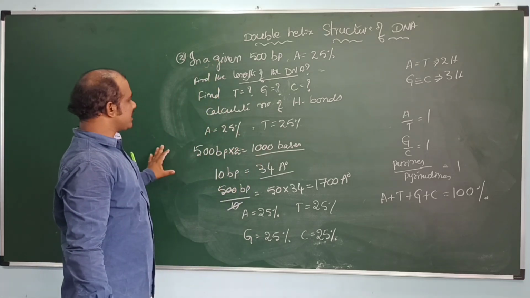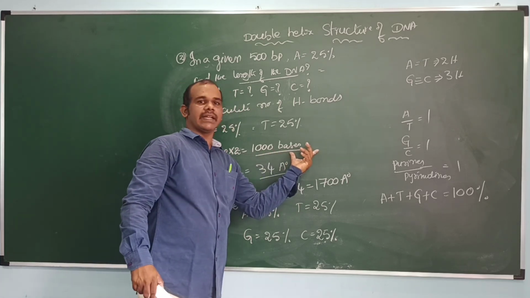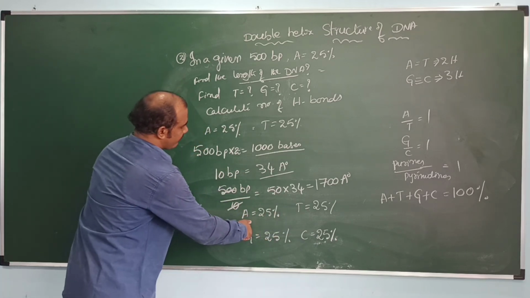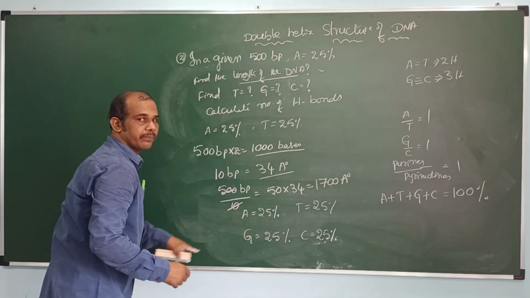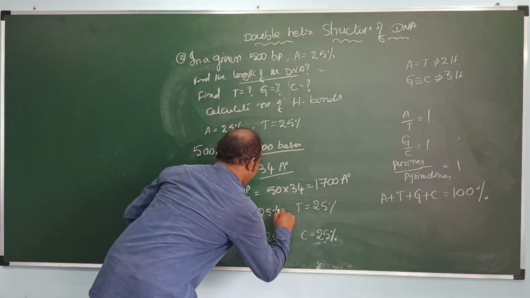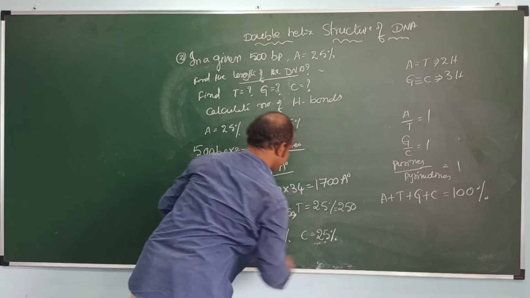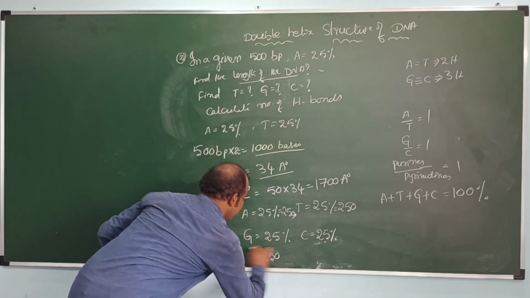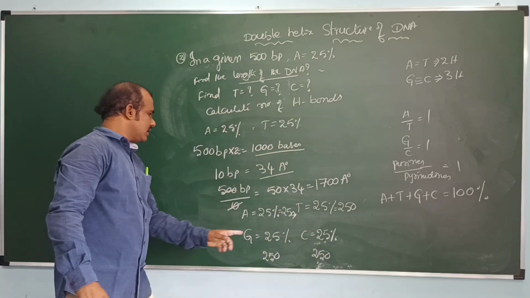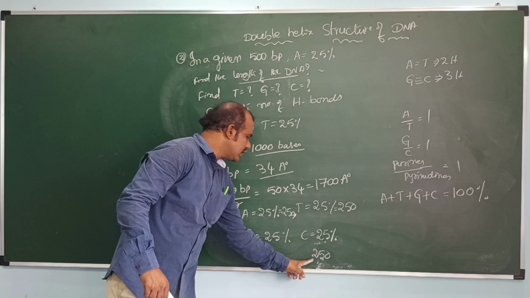How many total nitrogen bases are present in the given DNA? There are 1000 bases present in the given DNA. So we should share them in equal proportion. 25% of 1000 is equal to 250. Here also 250. Here also 250. So the number of thymine is 250. Number of guanine is 250. Number of cytosine is 250.